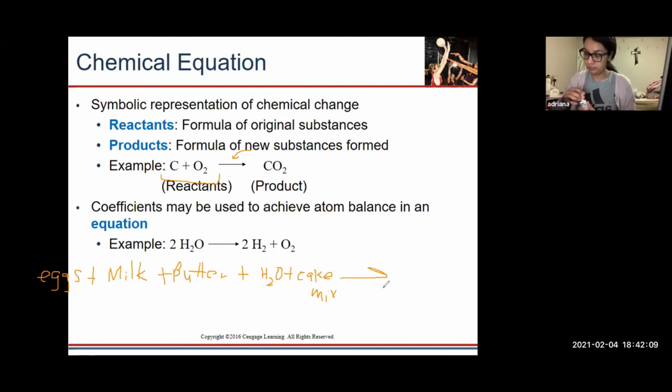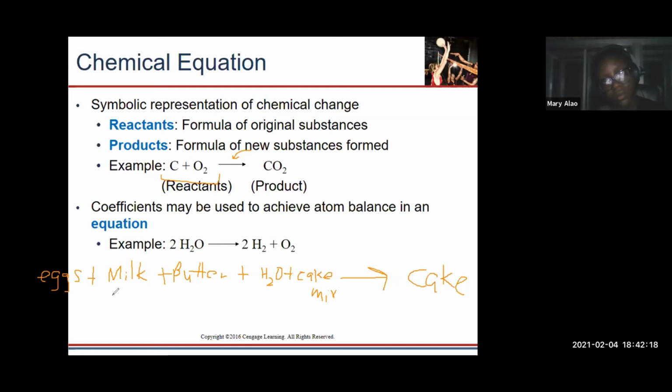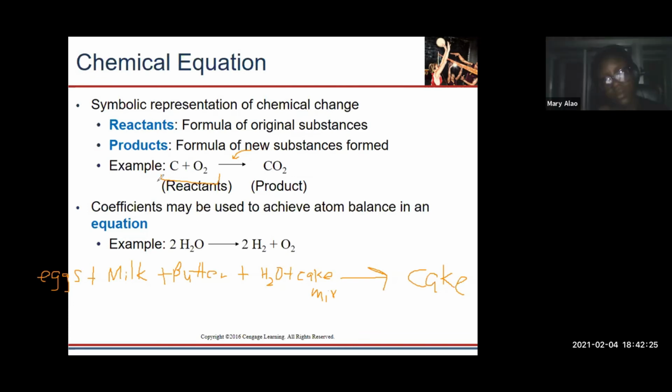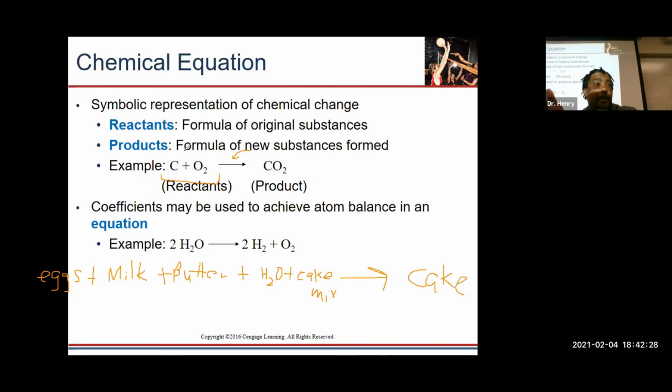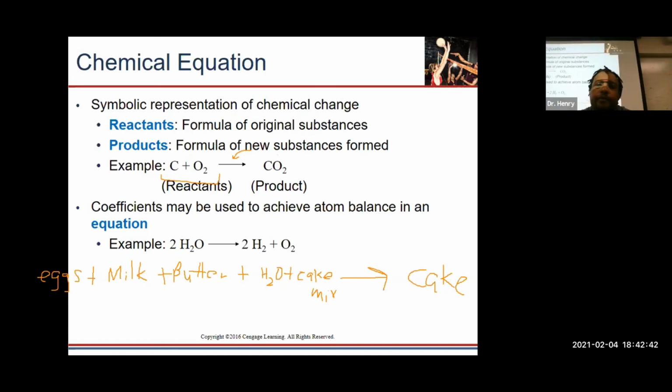And then we're going to get a cake. Now it's eggs plus butter plus milk plus water plus a cake mix, right? So that's the same thing that we do for our chemical reactions. Carbon plus oxygen is going to make carbon dioxide. You guys get it? Okay.